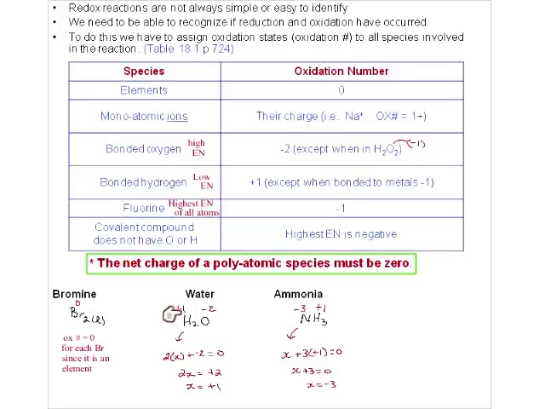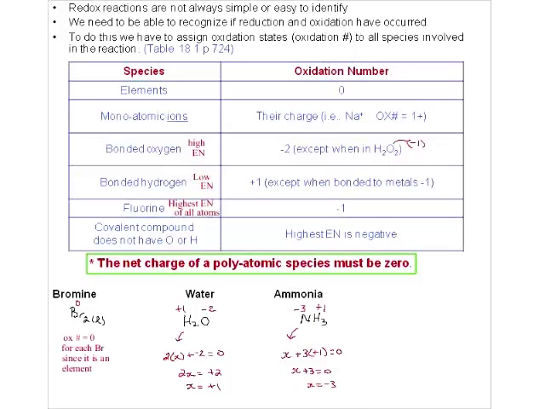+1 each. 2 times +1 is +2. +2 and -2 cancels out. Same thing's true here. NH3 has a 0 charge on the molecule. So if hydrogen is +1 and I've got 3 of them, and that's 3 plus, so the nitrogen must be minus 3 in order to cancel it out.